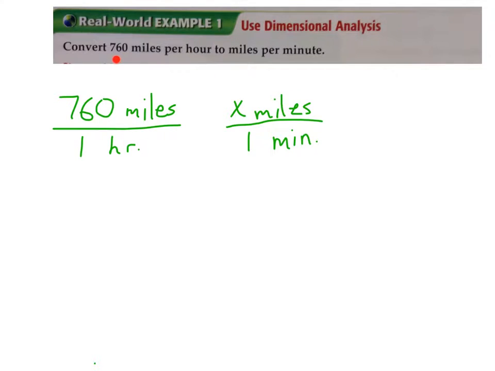So here it asks us to convert 760 miles per hour, which I wrote right here, 760 miles per 1 hour, to miles per minute. So to how many miles in 1 minute.